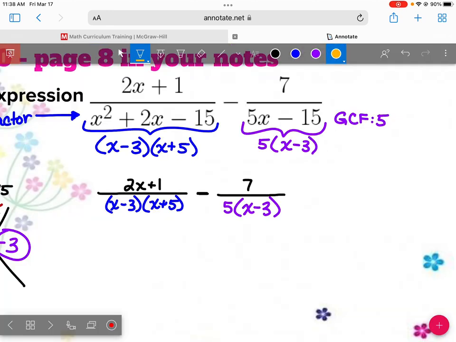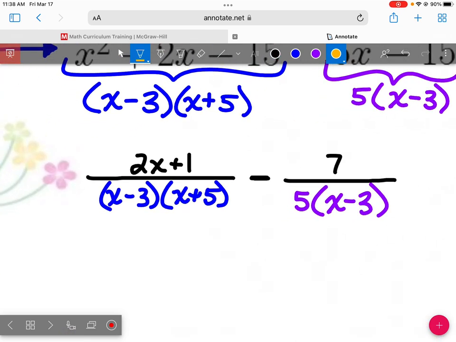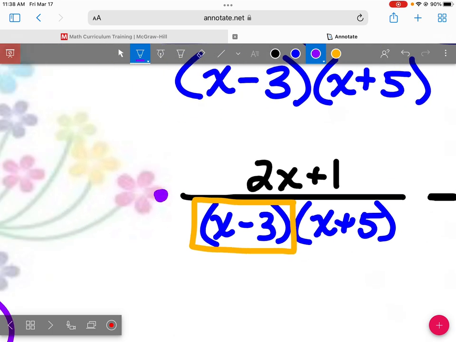So now I'm going to ask again whether these denominators have any factors in common. Is there anything that goes into both of them? Yes. What do they share? X minus 3. They have this in common already. What does the second denominator have that the first one doesn't? A 5. So I'm going to multiply top and bottom by 5.